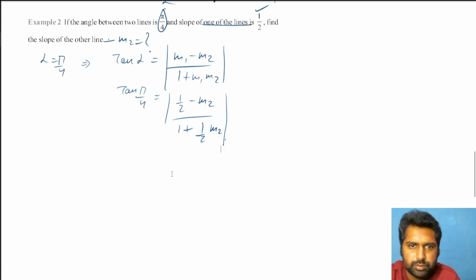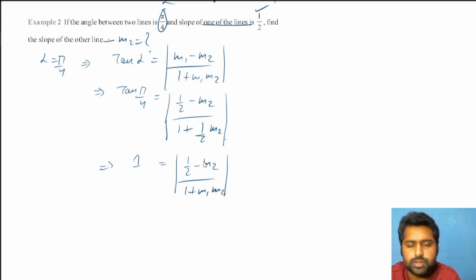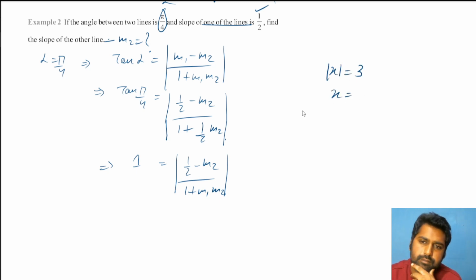We have to solve for m2. Tan pi by 4 is 1. So 1 is equal to modulus of (1 by 2 minus m2) upon (1 plus m1 m2). Modulus close. Look at this. Tell me, if mod x is equal to 3, what is the value of x? Try to think. Pause the video, think about it, then play the video.